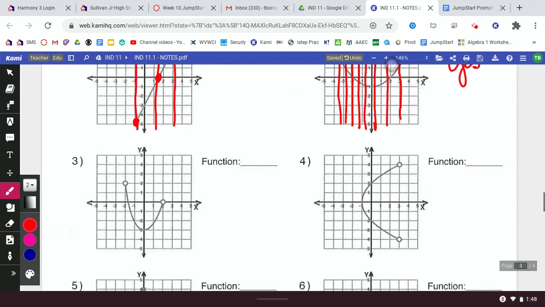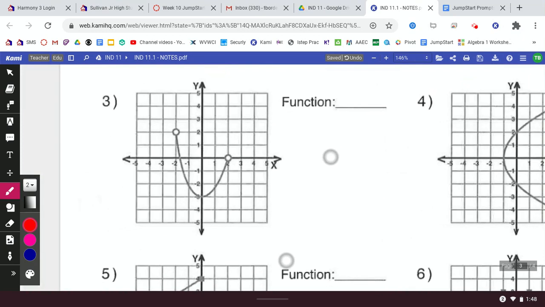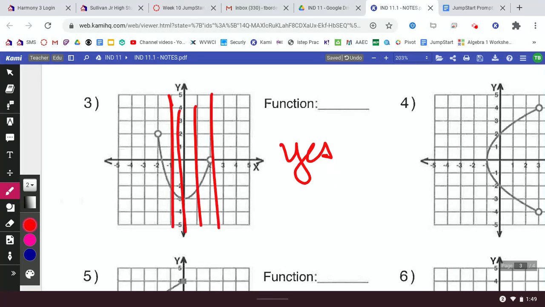Number 3, let's see, Brooklyn, how about number 3? Is it a function? Yes, it is a function. It passes the vertical line test. Everywhere you draw a vertical line, we're good. It only hits it once.